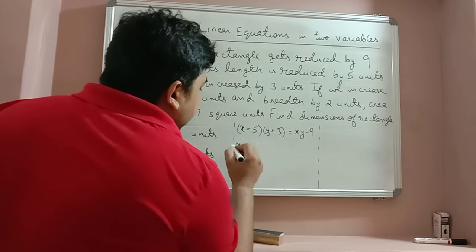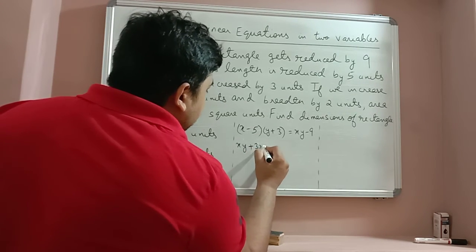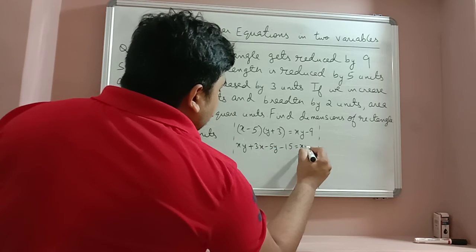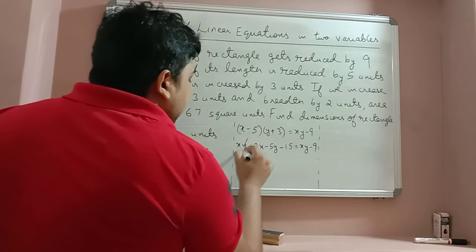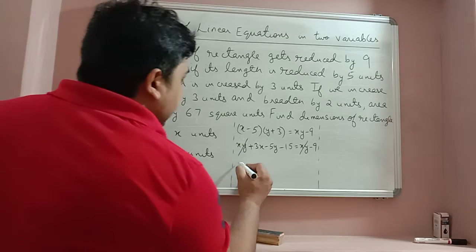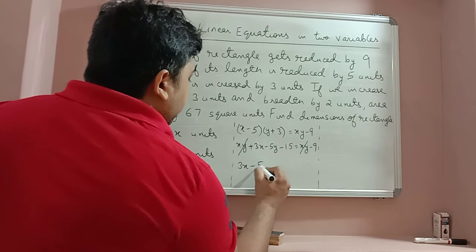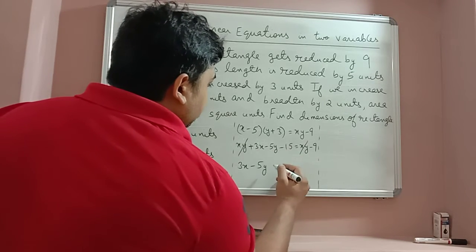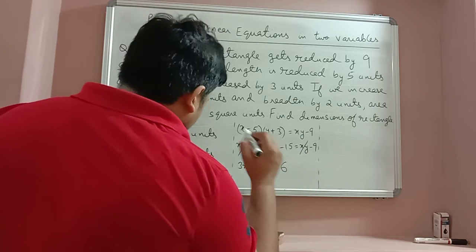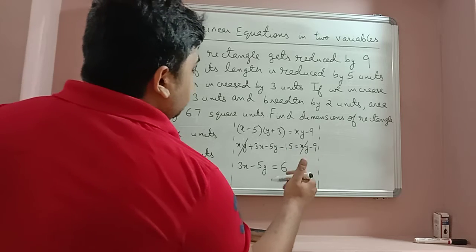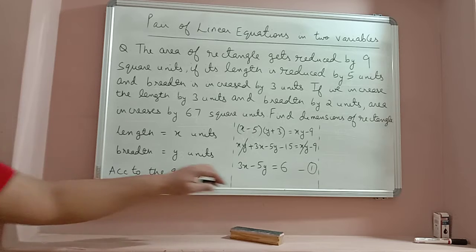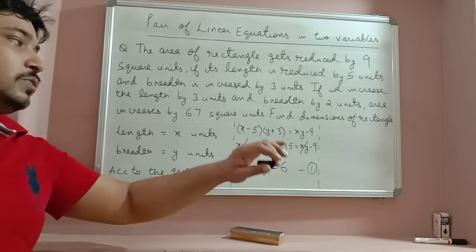This equation becomes xy plus 3x minus 5y minus 15 equals xy minus 9. xy and xy get cancelled from both the sides and we are left with 3x minus 5y equals 15 minus 9, that is 6. Sorry, 15 minus 9 is 6. So the first equation is 3x minus 5y equals 6.